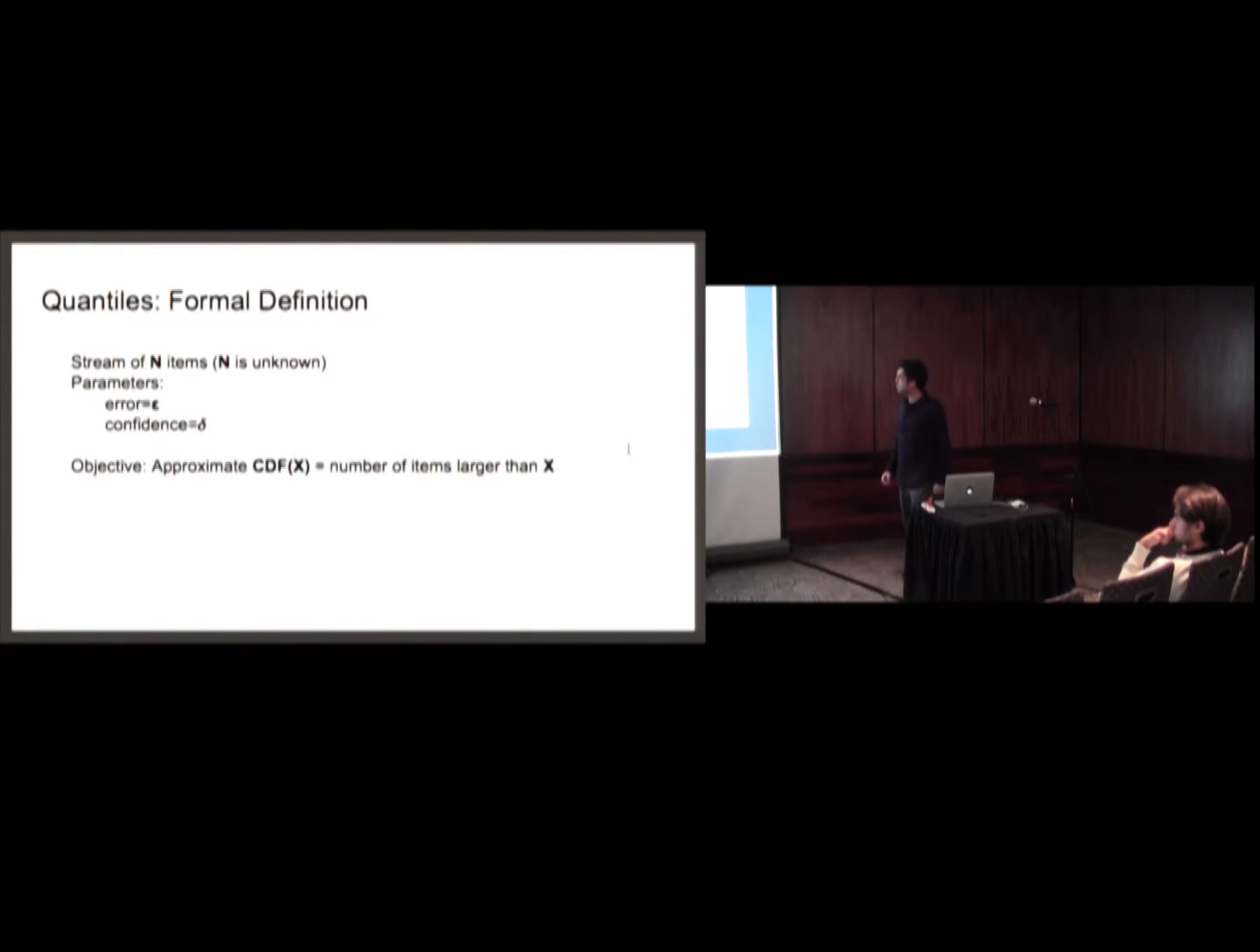So somewhat more formally, you get a stream of capital N items, and you have a parameter epsilon, which is the error you're willing to tolerate. With no error, it's impossible to do this with sublinear space. And confidence delta for randomized algorithms. And you'd like to approximate the function CDF of X, which for technical reasons is not normalized. It's the number of items larger than X.